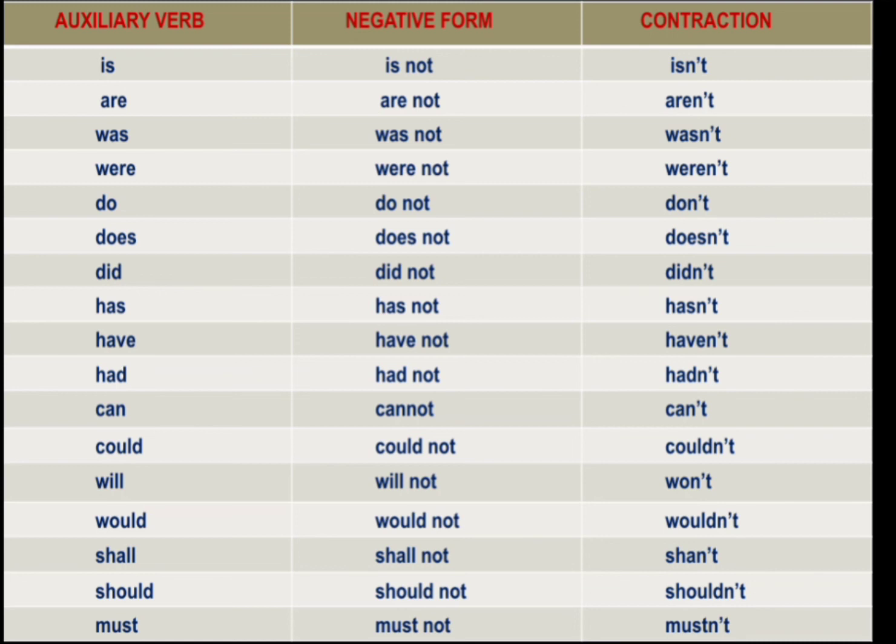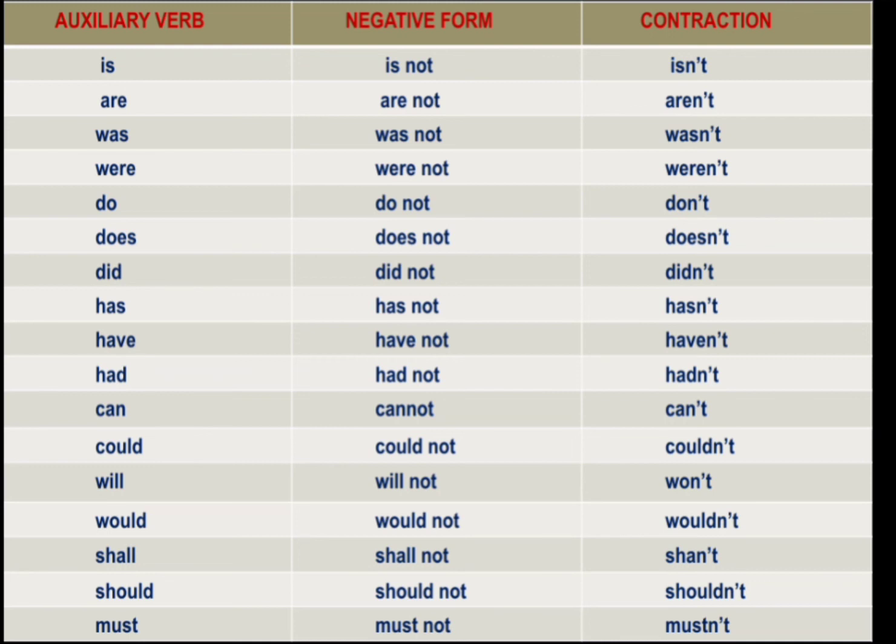For do, do not, don't. Does, does not, doesn't. Did, did not, didn't. Has not, hasn't. Have not, haven't. Had not, hadn't. Cannot, can't. Could not, couldn't. Will not, won't. Would not, wouldn't. Shall not, shan't. Should not, shouldn't. Must not, mustn't.